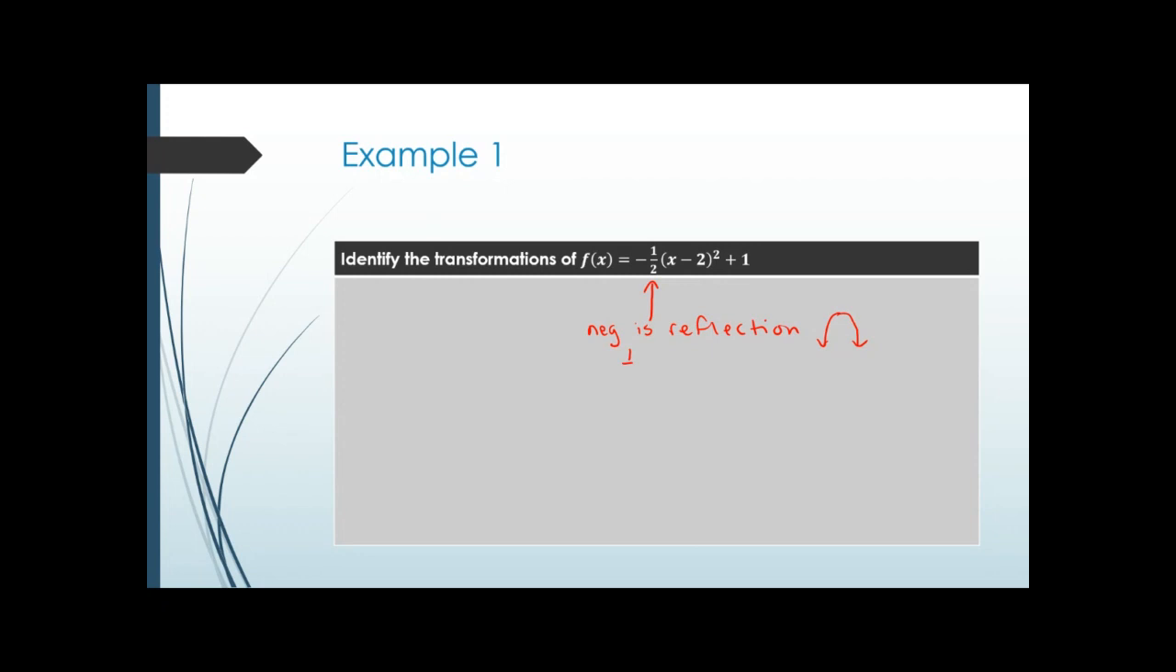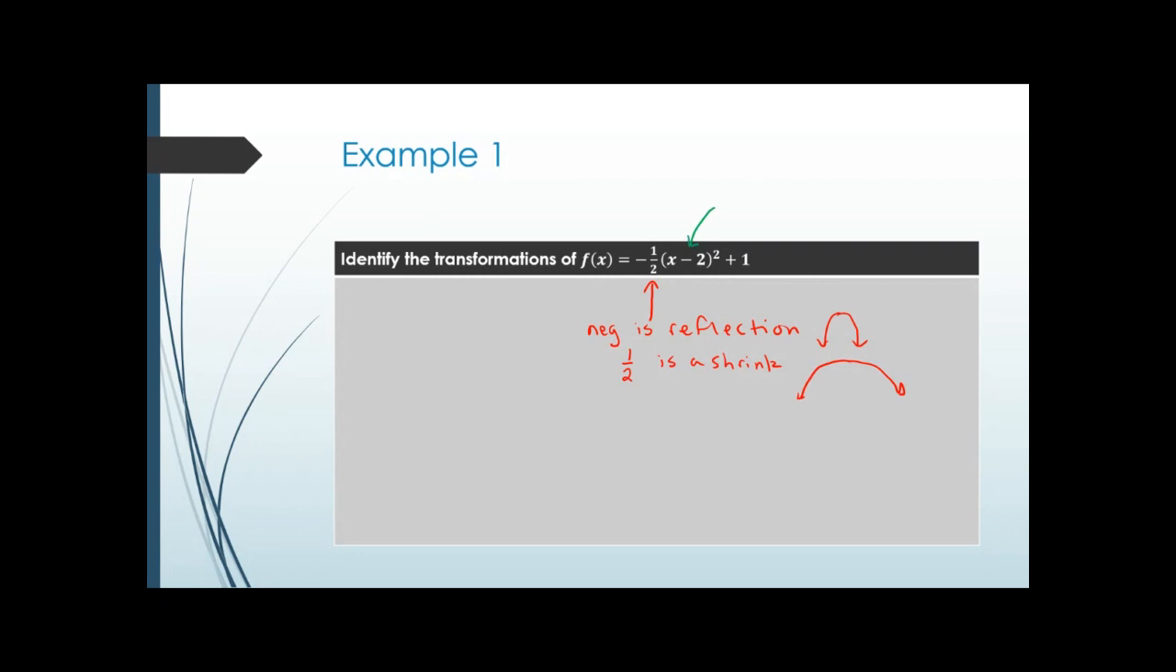And then the 1/2. If the absolute value of your number is between 0 and 1, that means it's a shrink. What happens is that it widens out because it pushes it flatter. If we were to graph this, you would have your basic equation, and then it's going to flatten out. It's not going to be as steep. So that's what the negative 1/2 does. It reflects and then it shrinks it down.